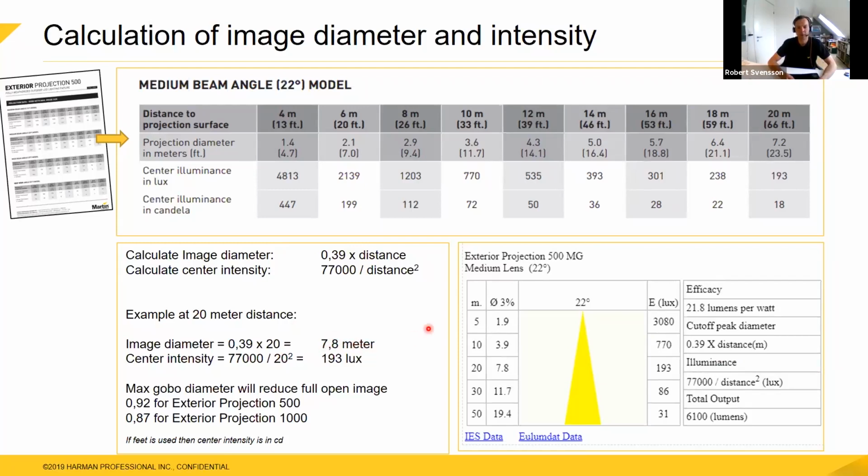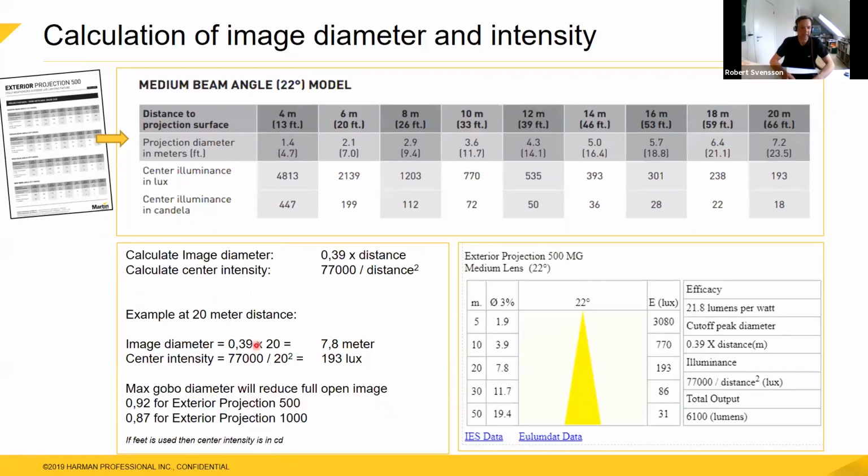And then you might notice, well, 7.8 meter, that's also what it says here. That's good. But up here, it only said 7.2. That's because when you have the open beam from the projector, it's a bit wider than the maximum image diameter of the gobo. And that's what we have in the table here. That is the projected surface from a gobo. So you have these reduction parameters 0.92 and 0.87 if you want to understand what will be my maximum gobo diameter if I use the photometric file that is based on the full open image.